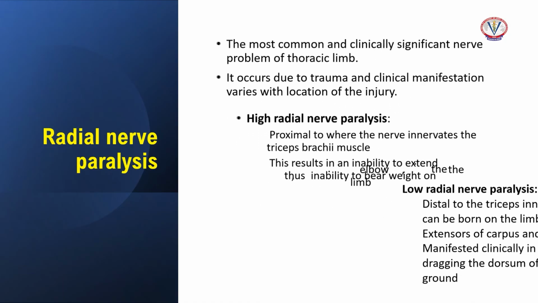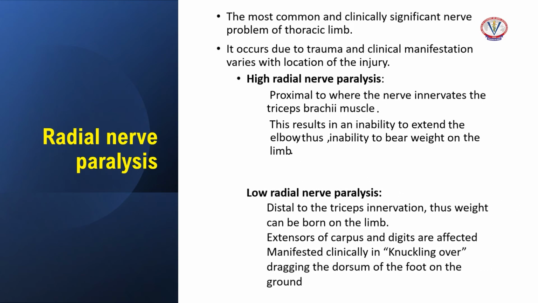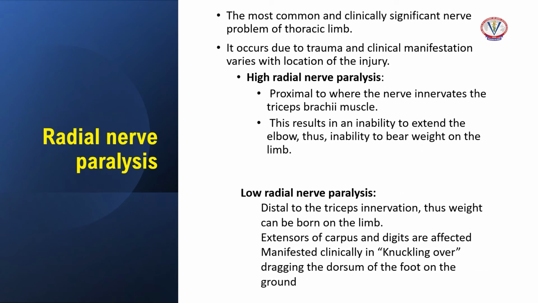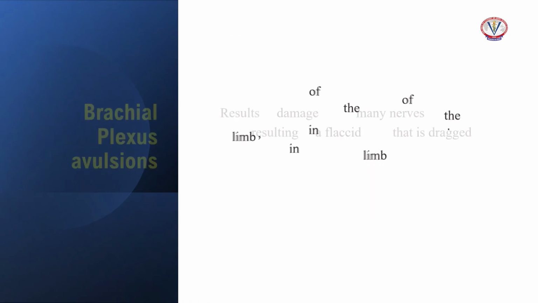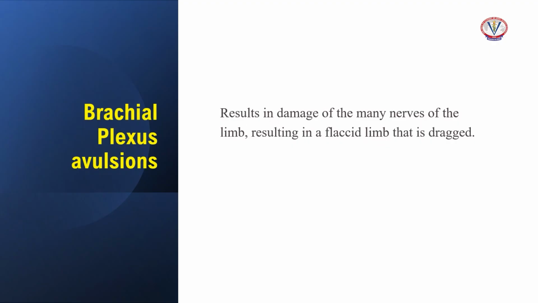The low radial nerve paralysis occurs when the injury to the nerve is distal to the triceps innervation, thus weight can be borne on the limb, but extensors of the carpus and digits are affected, and clinically it is manifested as knuckling over, dragging the dorsum of the foot on the ground. Brachial plexus avulsion results from the damage of many nerves of the limb, resulting in a flaccid limb that is dragged by the animal.